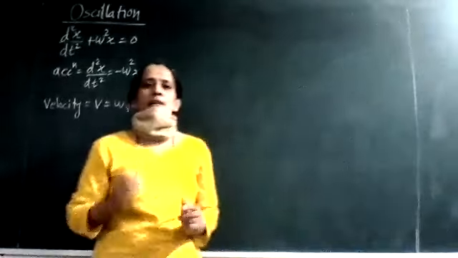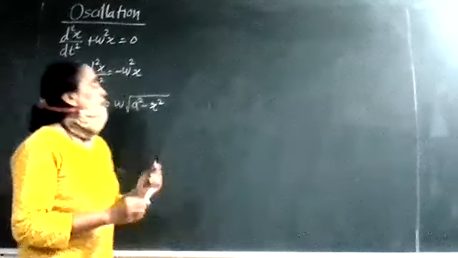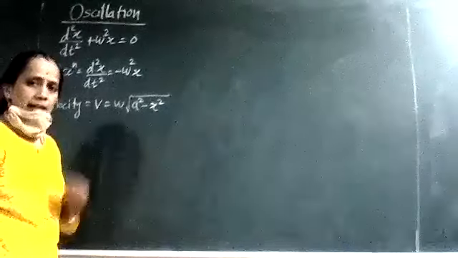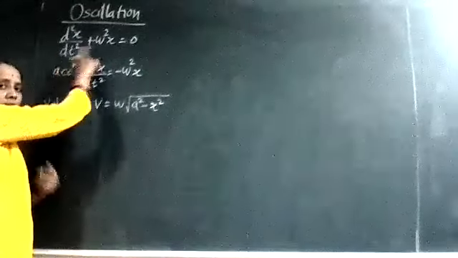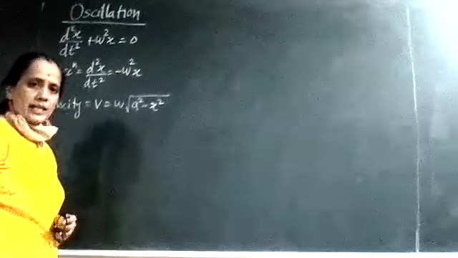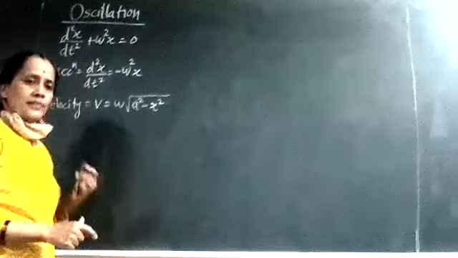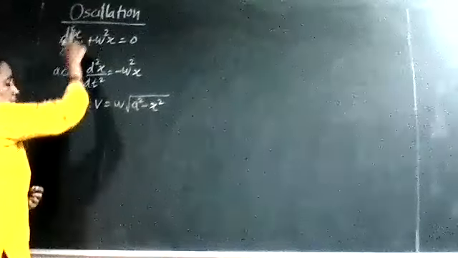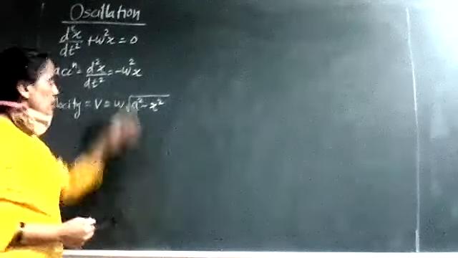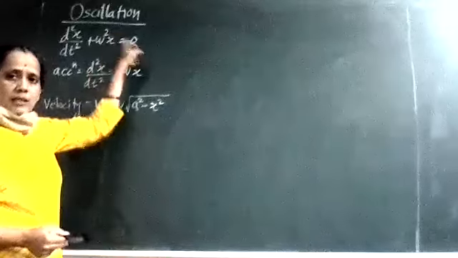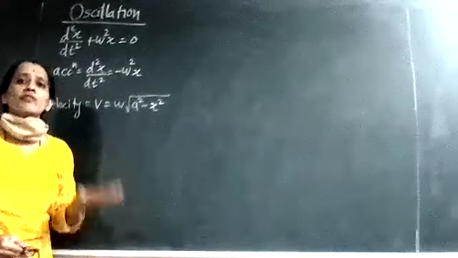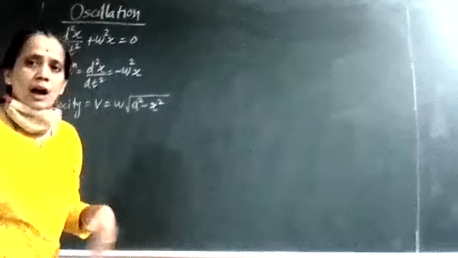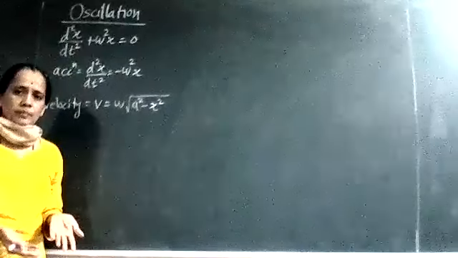Okay, students, in the last lecture, we started the topic of oscillation. In that lecture, we saw the differential equation of linear SHM: d square x by dt square plus omega square x is equal to 0. So that is our first part. In the previous lecture, we saw how to derive the differential equation.